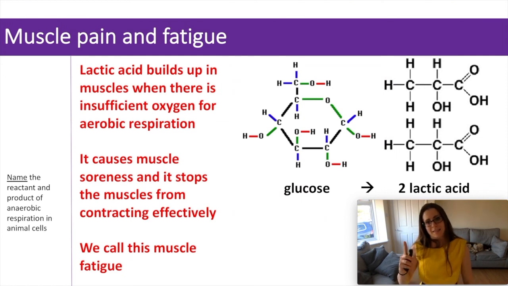So just as a little reminder from last lesson, I've put our big glucose molecule here and our two lactic acids. If you would like, as an extension, you can use the bond energies from last lesson to work out how much less energy is released overall, counting up the energy in the bonds when they're broken, calculating the energy in the bonds when they're made. It's up to you.